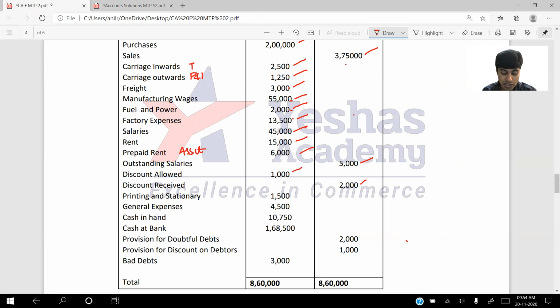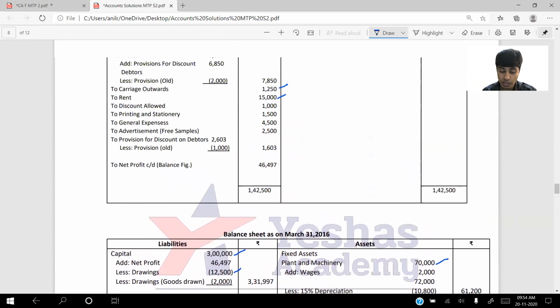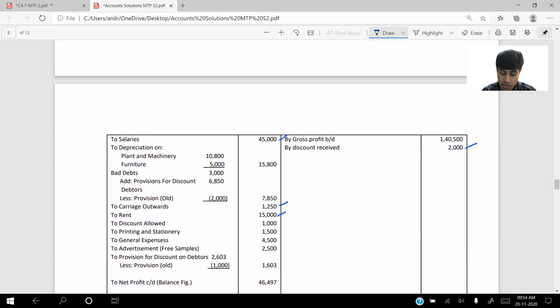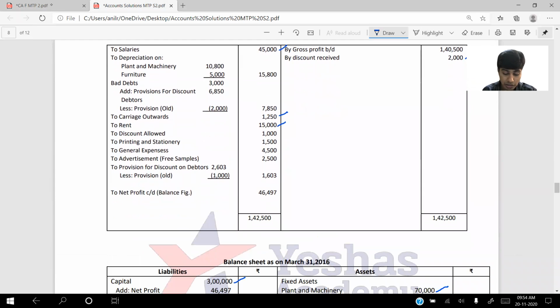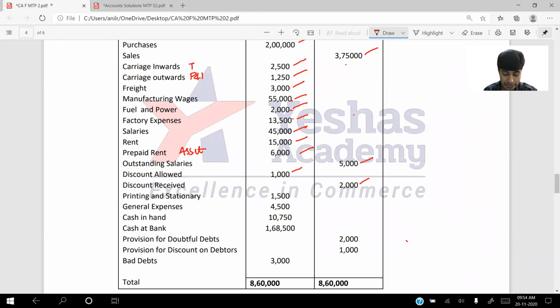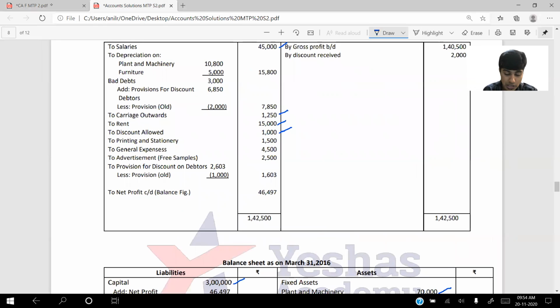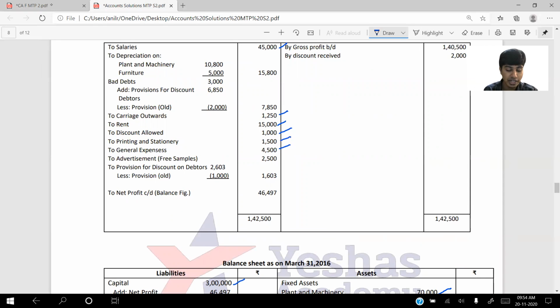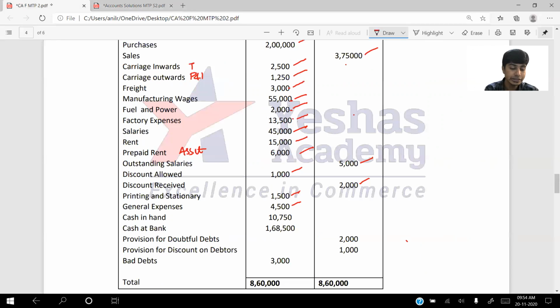Discount allowed is an expense, discount received is an income. P&L account 1,000 and 2,000. 2,000 discount received, income, credit side. 1,000 discount allowed, expense, debit side. Next, printing and stationery 1,500 expense. General expense 1,500 and 4,500 are expenses. 1,500, 4,500. General expense and printing and stationery.